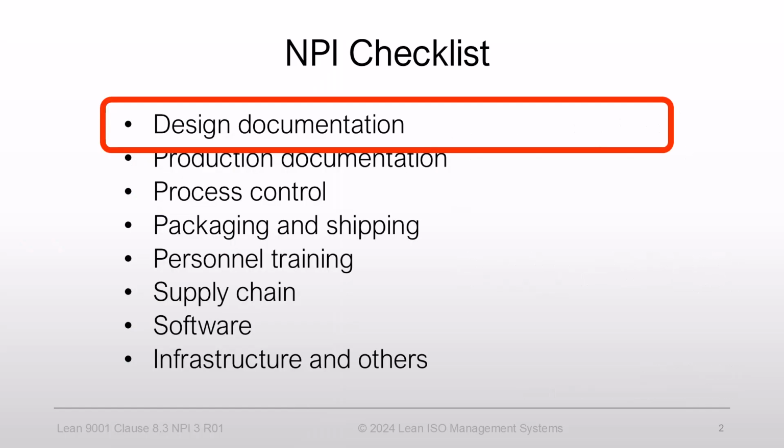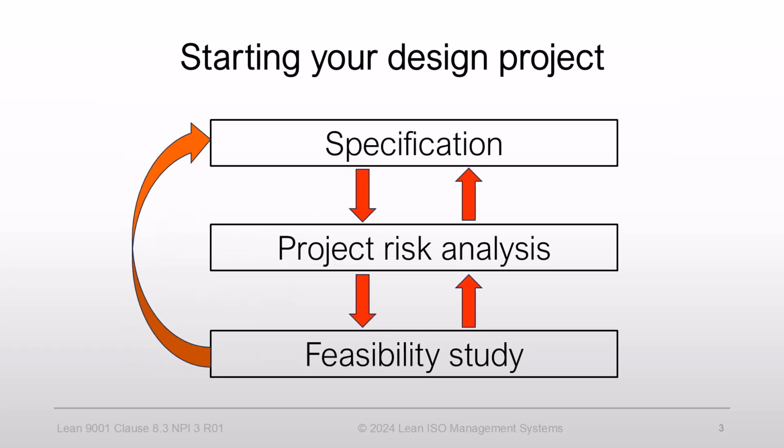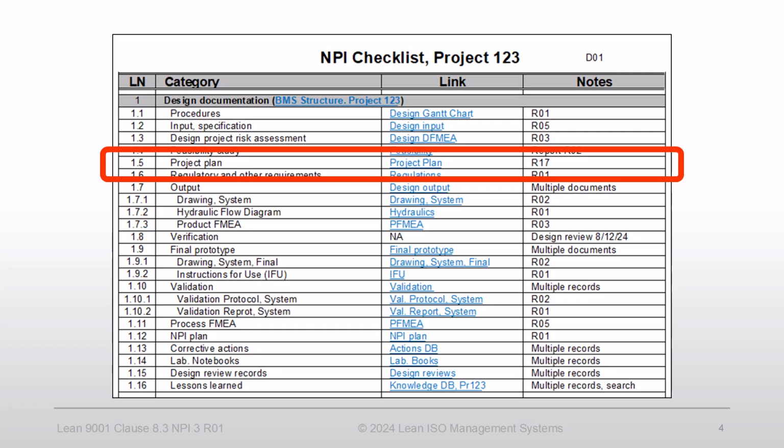In the previous video, we began discussing the new product introduction or NPI checklist. We examined the initial design stages, design procedures, the specification, project risk analysis, project FMEA, and feasibility study. If you missed that clip, the link is in the description below. Let's examine other categories needed for new product introduction documentation.